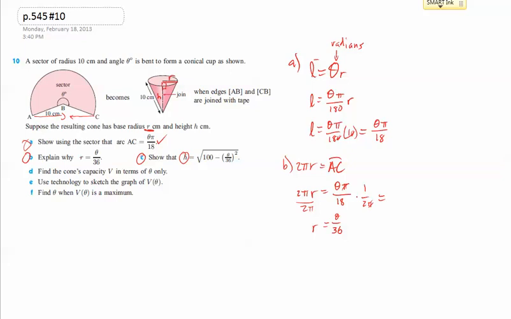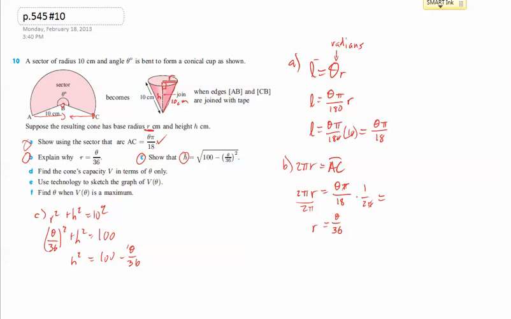h and r form a right triangle, with the edge of the cone being 10 centimeters, because that was the radius right here. So that will be from the tip of the cone down to the base of the cone. It's 10. So we can now do letter C, which is just the Pythagorean theorem for our right triangle. So r squared plus h squared equals 10 squared. And of course r is theta over 36, squared, plus h squared equals 10 squared, which is 100. So I'm going to subtract the theta over 36 squared, which would be h squared equals 100 minus theta over 36 squared.